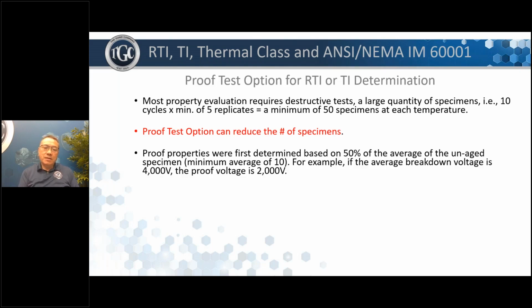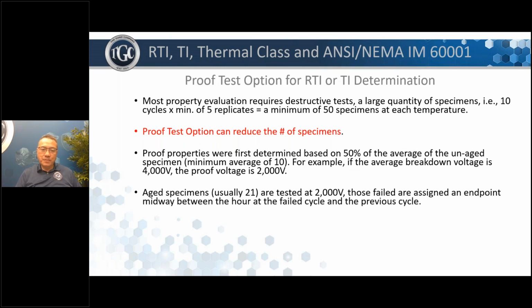What it does is that first you determine what we call the proof properties. For example, if you want to do dielectric, and we pick up 10 samples, and based on the 10 samples the average breakdown voltage is 4,000 volts, then the proof voltage is 2,000 volts. And then you take 21 samples instead of 50, and at each cycle, you take out the sample and test it at 2,000 volts.